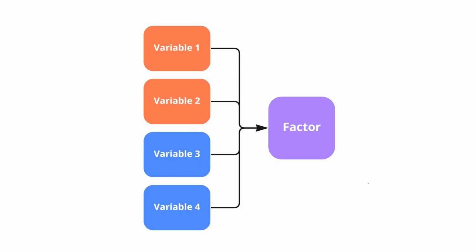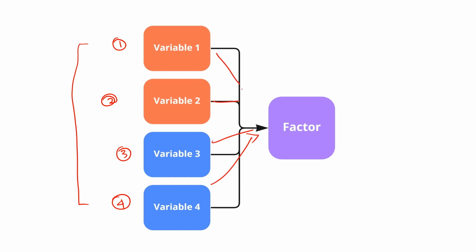So I'll explain this with a diagram. Let's imagine there are four variables: 1, 2, 3, and 4 as given here. What factor analysis does is it tries to find all the correlated variables and clubs them into one factor, like how it is given here. It clubs them into one factor.